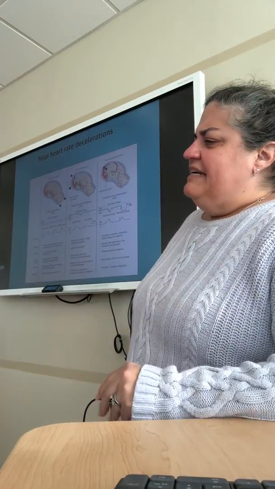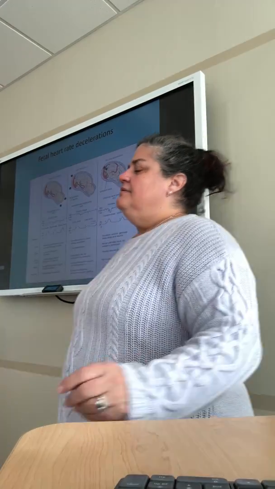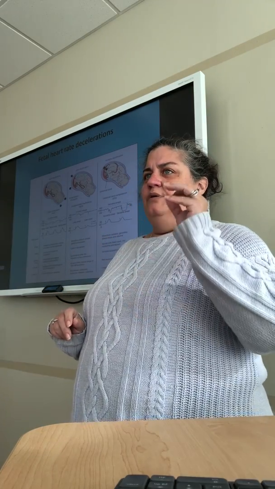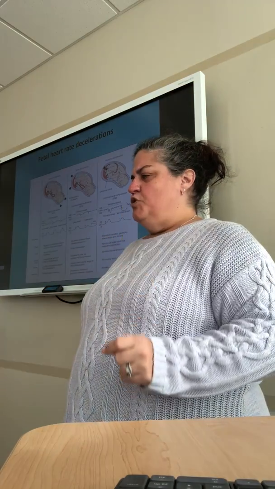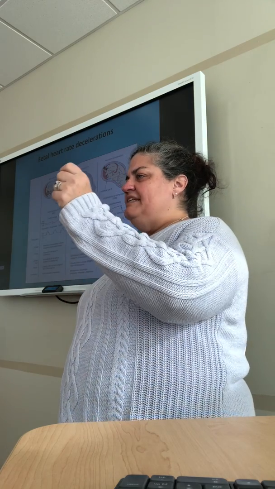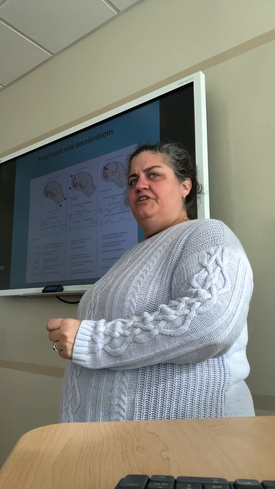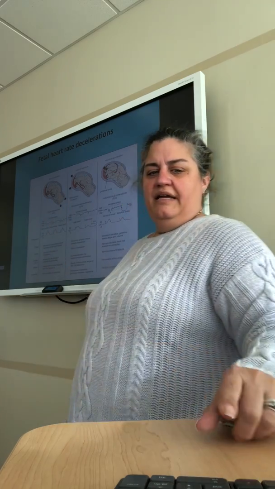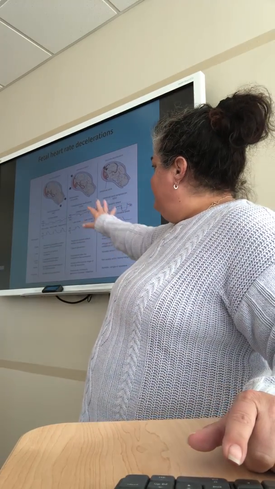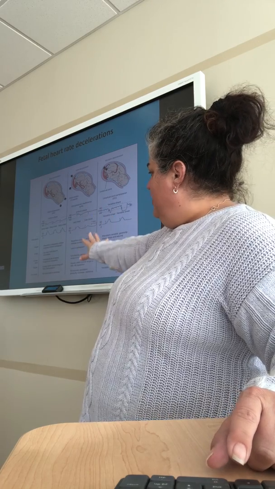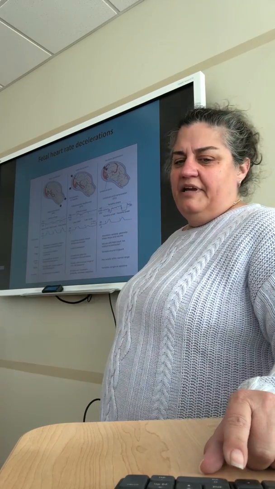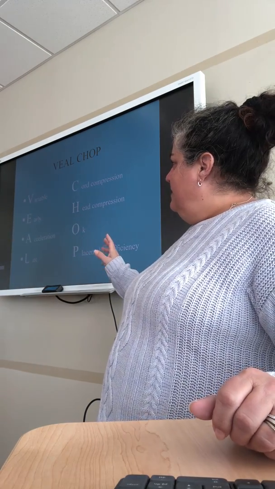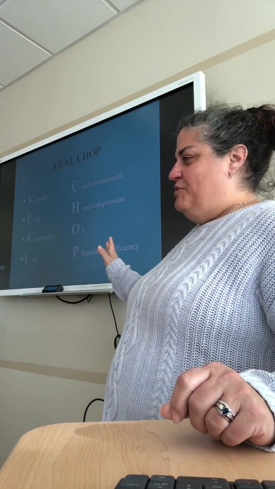So there are 3 different kinds of decelerations, and each one means something different. We have the variable deceleration, which is the cord compression. We have the early deceleration, which is the head compression. And we have the late deceleration, which is the placenta issue. All right? And this is a nice chart to go through, describing each one and what it means. This here is a nice way to remember what each of them means.